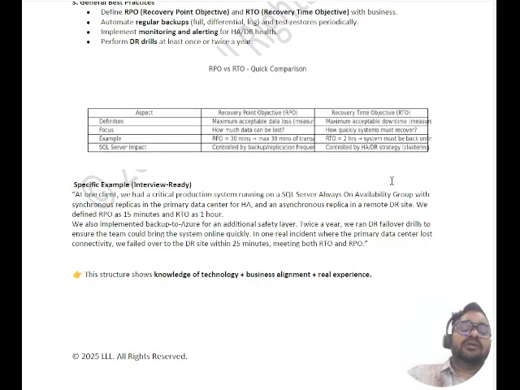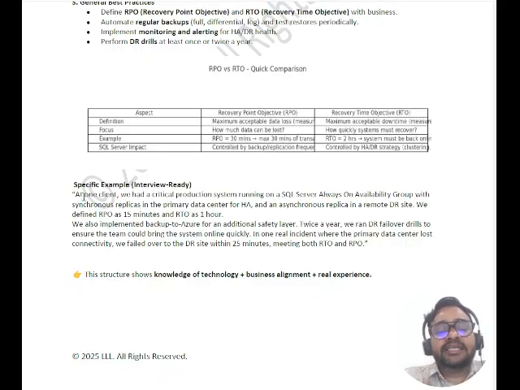Now, because you are explaining to an interviewer, if you add one clear example, it will help him understand more efficiently, and it will be clearly visible that you know the concept. So here I've mentioned, suppose at one client we had a critical production system running. You can explain to the interviewer how you have configured RPO, RTO, DR and HA in your system.